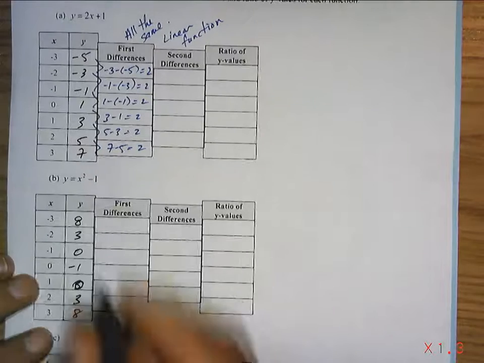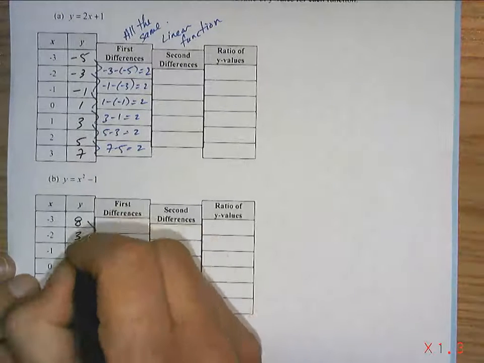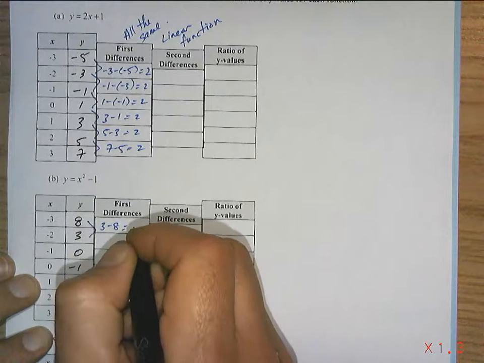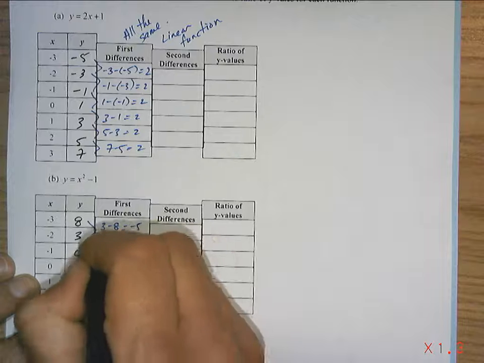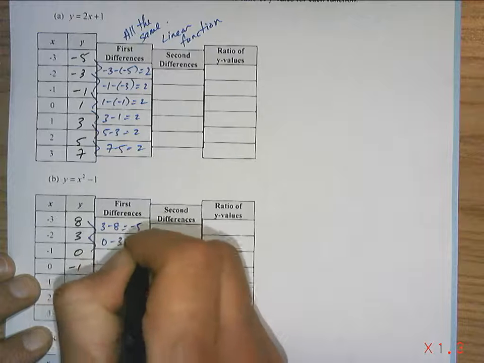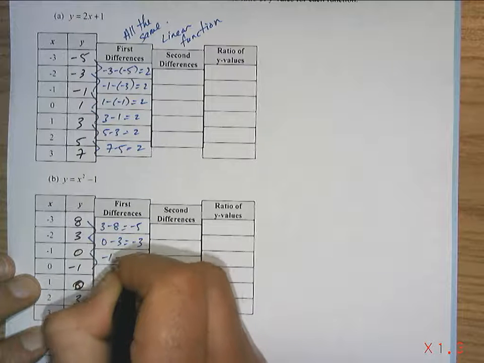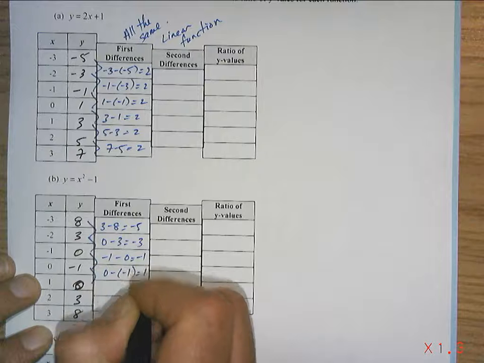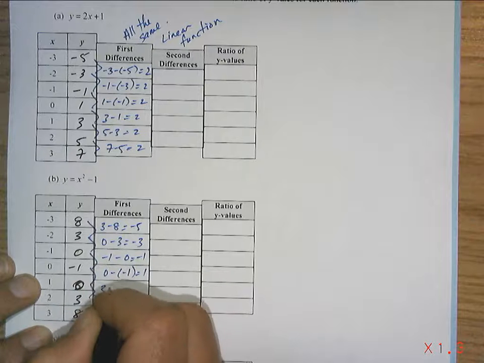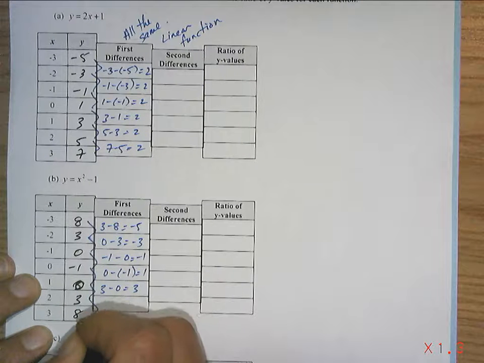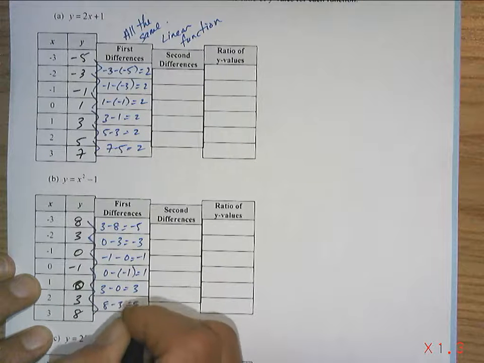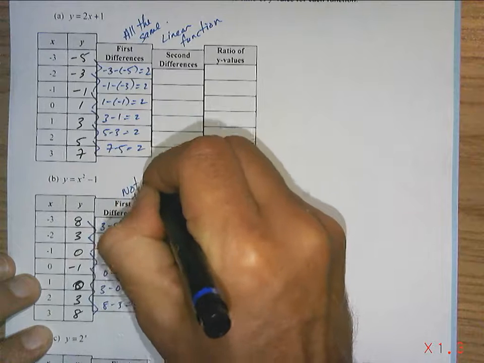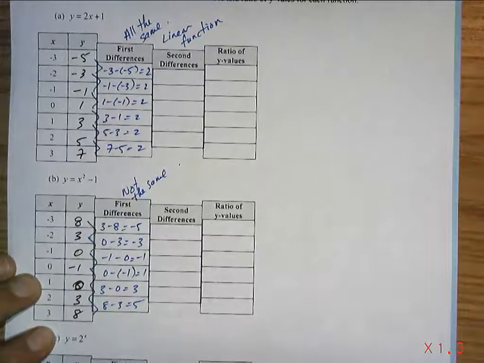Quadratic. First differences. 3 minus 8, -5. 0 minus 3, -3. -1 minus 0, -1. 0 minus -1, 1. 3 minus 0, 3. 8 minus 3, 5. So these are not the same. So it's not linear.